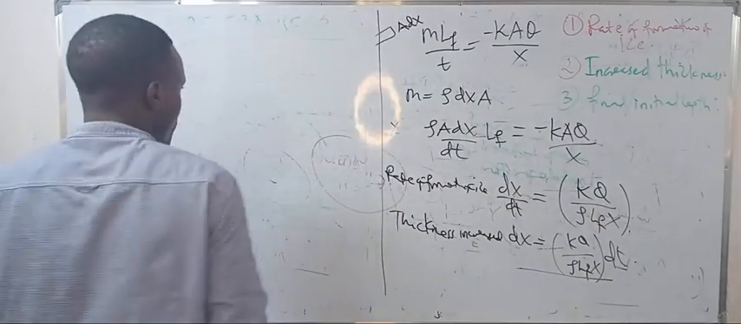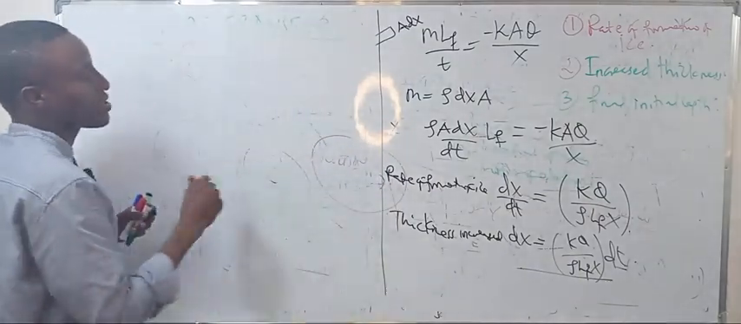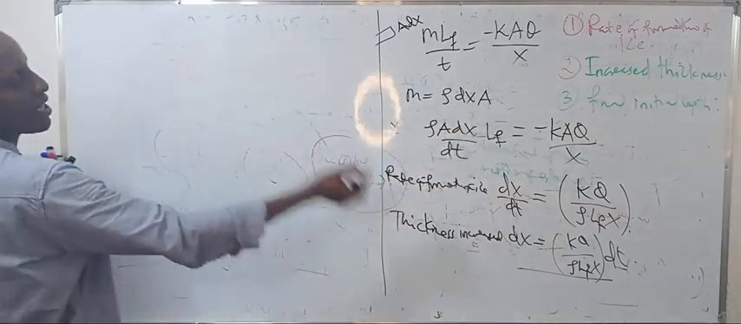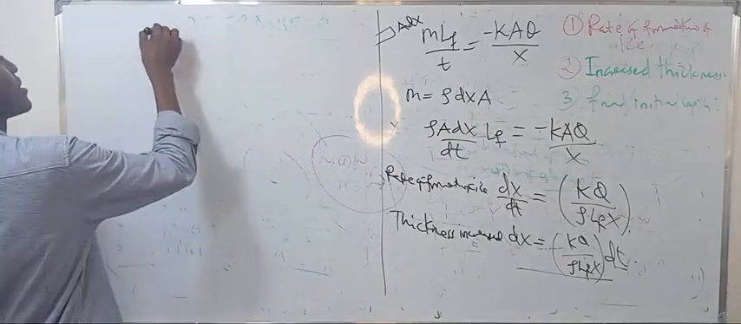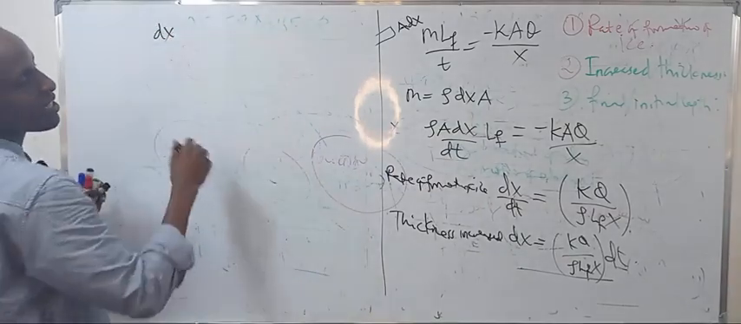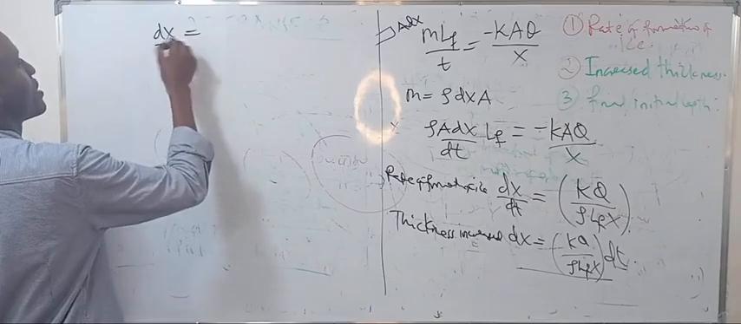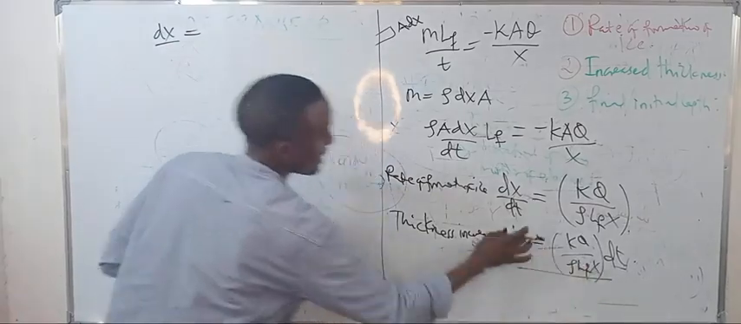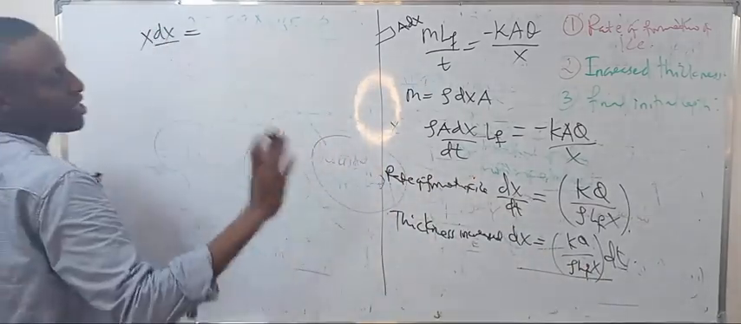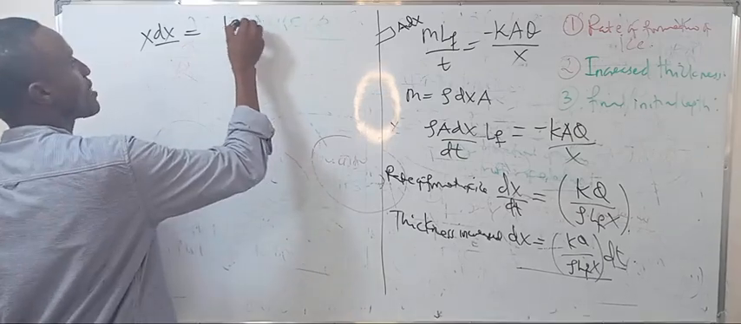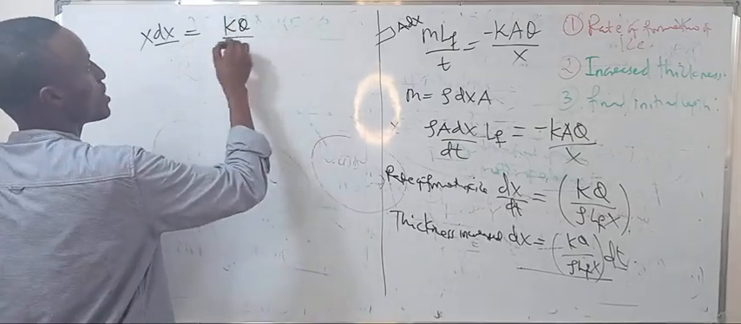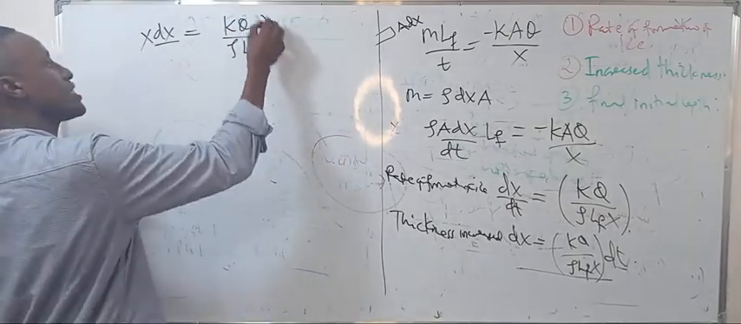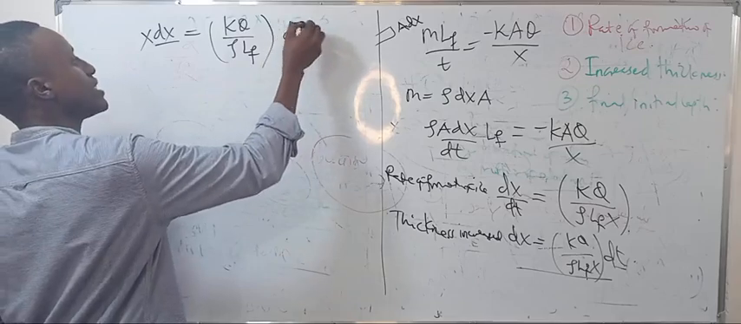Let's go on. Talking about the initial and the final length, from there, dx is just equal to, let's collect the like terms, x, before integration. So we say k theta over density latent heat of fusion, and this is dt.